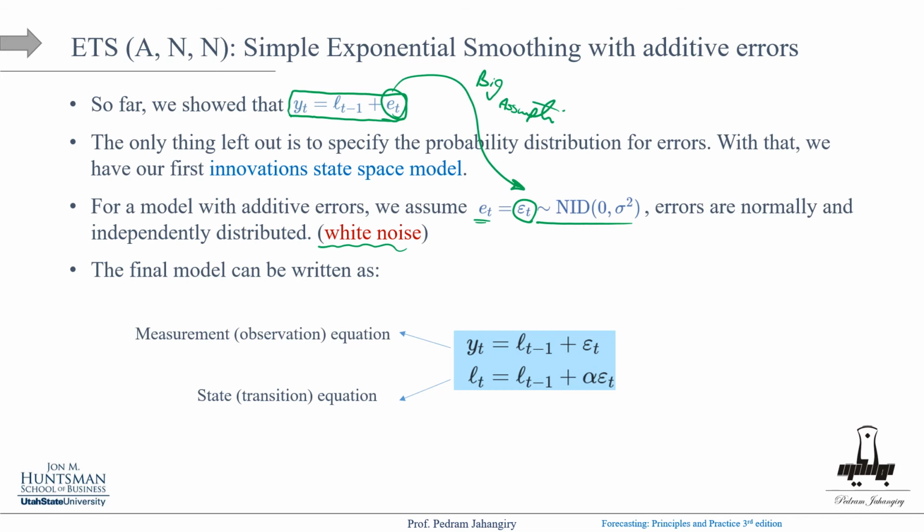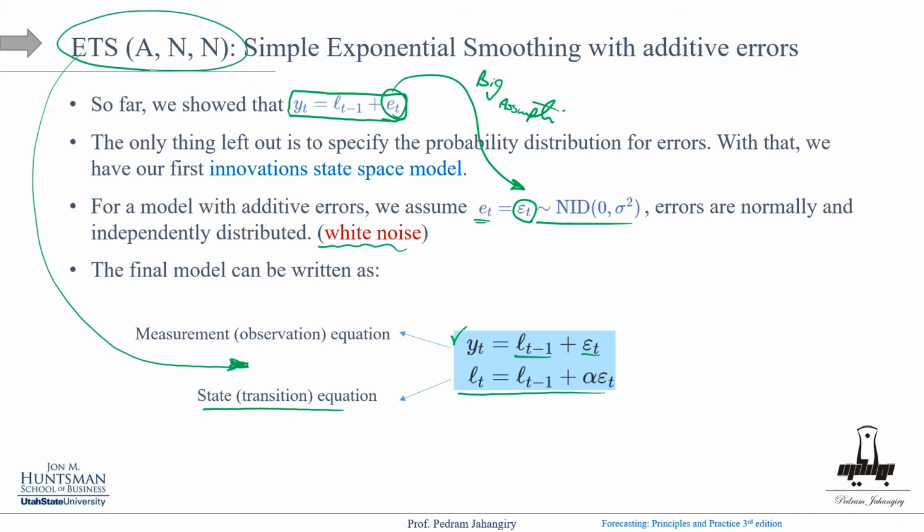All right. So the final model, again, guys, this is for ETS ANN, and we already saw that there are two equations at the end of the day. One is the measurement equation, or observation equation, which is your y_t equals previous level plus some errors, and your state equation. These are equivalent to the smoothing equations in exponential smoothing methods. We call it a state equation because it shows how the unobserved state variables, in this case only the level, evolve through time.